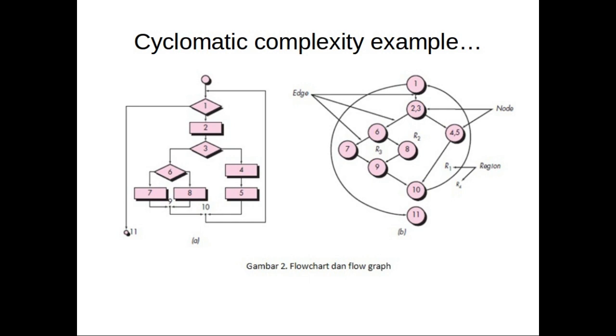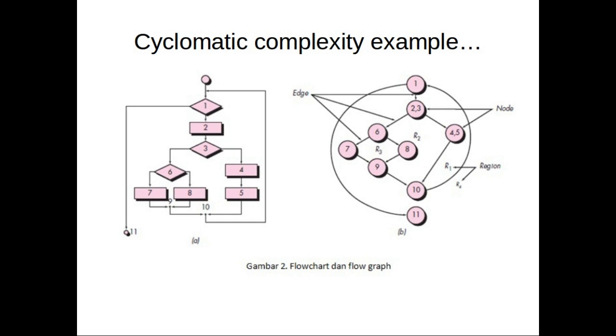The arrows on the flow graph, called edges or links, represent flow of control and are analogous to flowchart arrows. An edge must terminate at a node even if the node does not represent any procedural statements. For example, see the symbol for the if-then-else construct. Areas bounded by edges and nodes are called regions. When counting regions, we include the area outside the graph as a region.